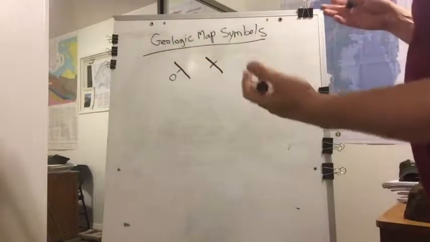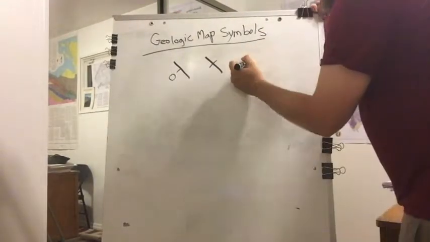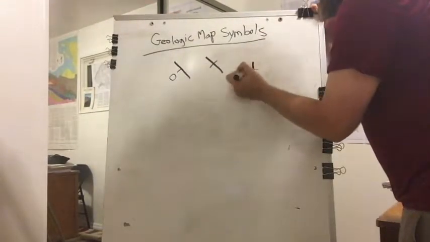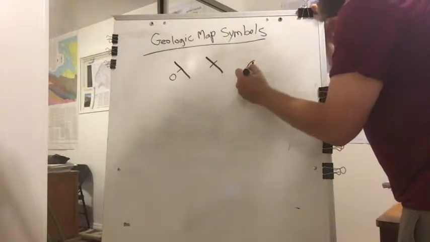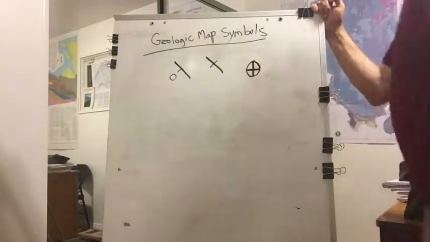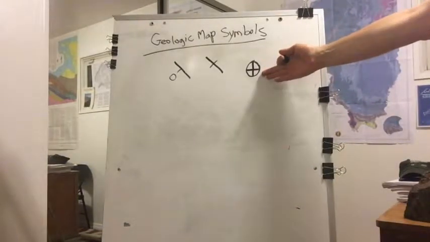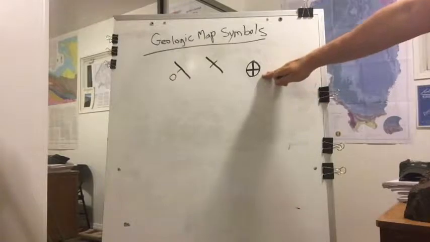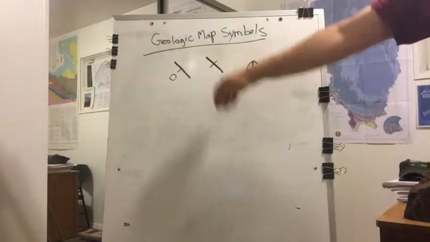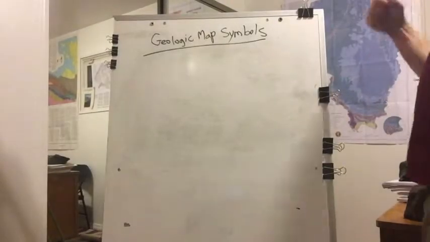So the symbol we came up with, and it's black, there's nothing in the middle of it. When you see this cross with the circle around it, that's not a very good circle, that's your horizontal bed. Your strike and dip for a horizontal bed. That's your vertical one. Now we're going to talk about faults.